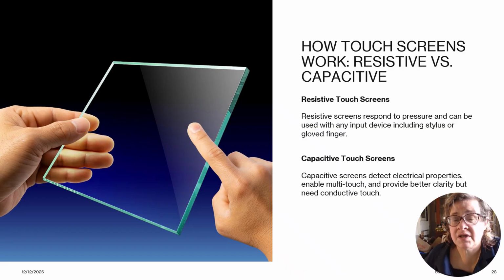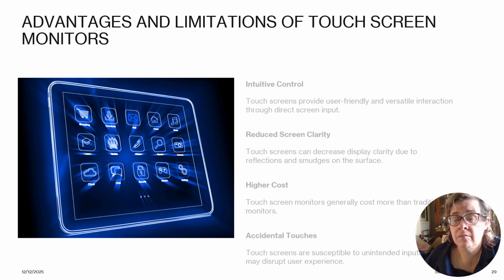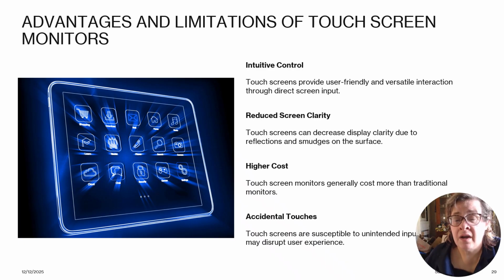Resistive touchscreens respond to pressure and work with any input device. Capacitive screens detect electrical properties of the finger, allowing multi-touch and better clarity, but require conductive touch. Touchscreens offer intuitive, basic control and versatility.